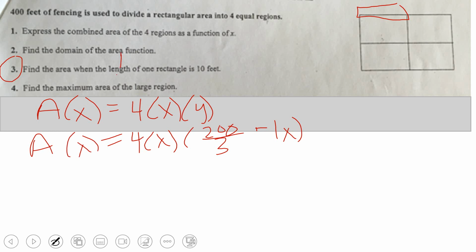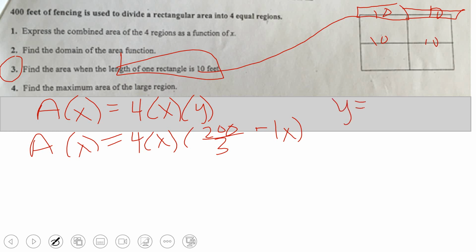Now, we're told that one of these lengths is 10. So this right here is going to be 10 right here, 10 right here, and so on, right? So what do we know? We also know that y is equal to 200 over 3 minus 1x. Well, here's what I think we can do. If we know that y equals 10, let's replace y with 10. So I have 200 over 3, subtract 1x.